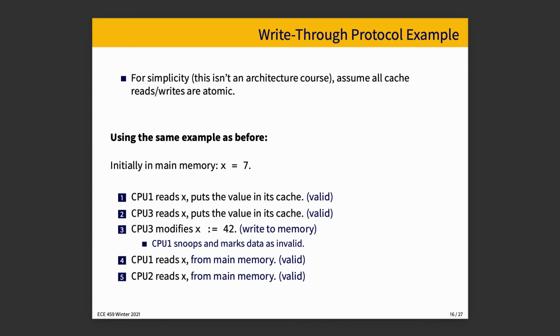CPU 1 observes that and marks the data as invalid. Then when CPU 1 wants to read x, it's from main memory, it's valid, and CPU 2 also reads x from main memory, and it also gets the valid version. So the change that CPU 3 makes in step 3 of assigning x is 42 will in fact be seen by CPUs 1 and 2, and everybody gets along and everything is happy.